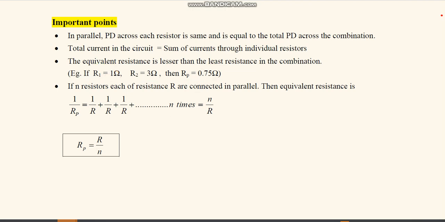The fourth point is, if n resistors, each of resistance R, are connected in parallel, then equivalent resistance Rp is given as 1 upon Rp is equal to 1 upon R plus 1 upon R plus 1 upon R, n times. You will be adding these n times. You will get n upon R. To find Rp, we'll again take the reciprocal of this, that is Rp will be equal to R by n.